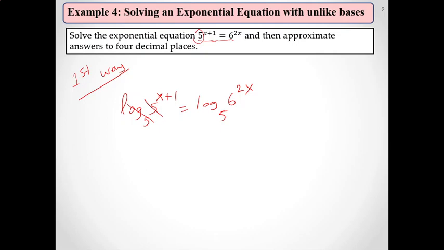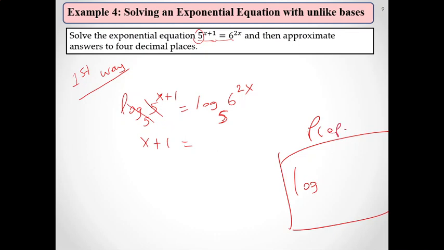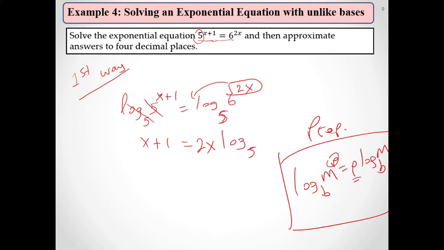Now, this will bring a cancellation here. But this one here, using the property of logarithm, remember the property of logarithm: log base b of m to the power p is equal to p times log base b of m. So it means you can take this p to the front. Now this is the power here, so you can take it to the front. You'll get 2x times log base 5 of 6.